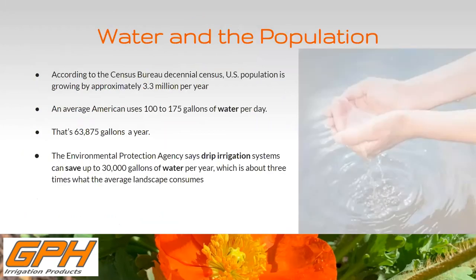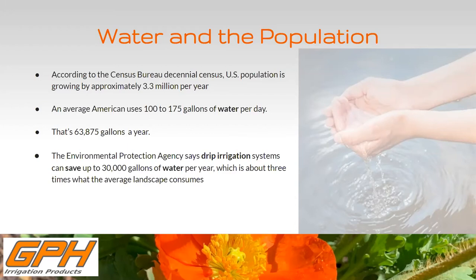The first thing I like to talk about, obviously, is water. That is why drip irrigation is used. Drip irrigation is known to conserve water. And just to go over a little bit of facts, according to the Census Bureau, unfortunately, the US population is growing 3.3 million a year, which is quite a bit and a scary number, to be honest. So I'm sorry to share that with all of you.